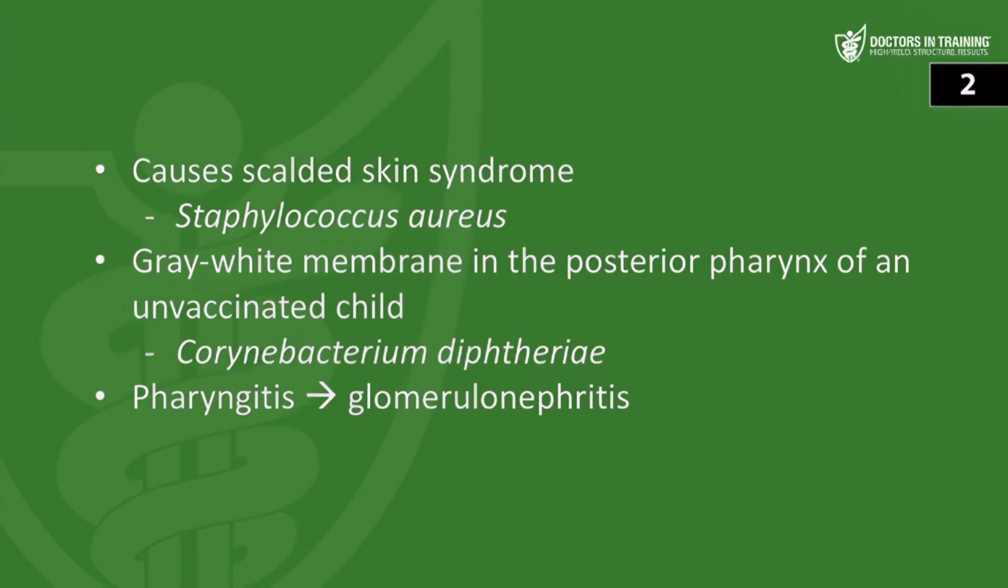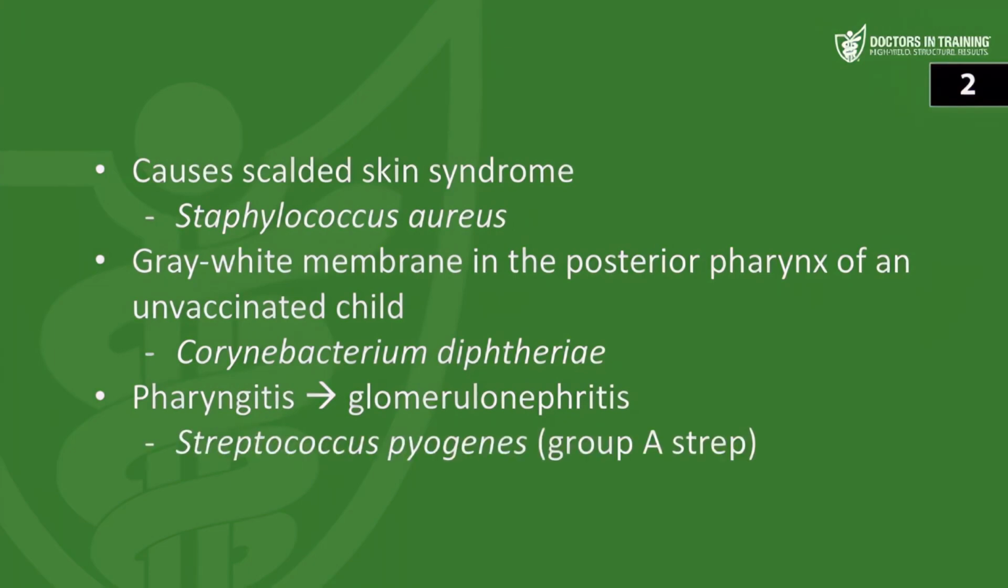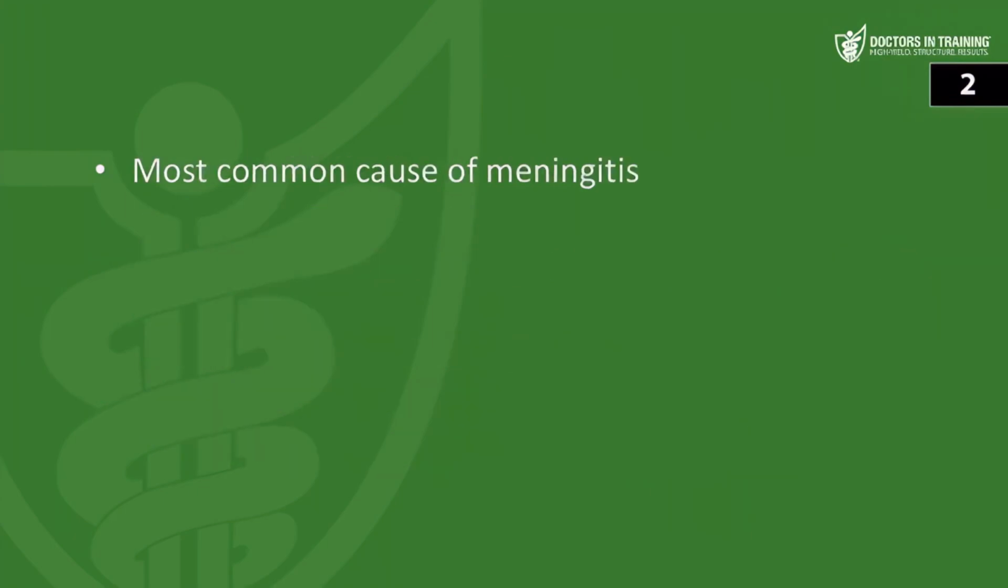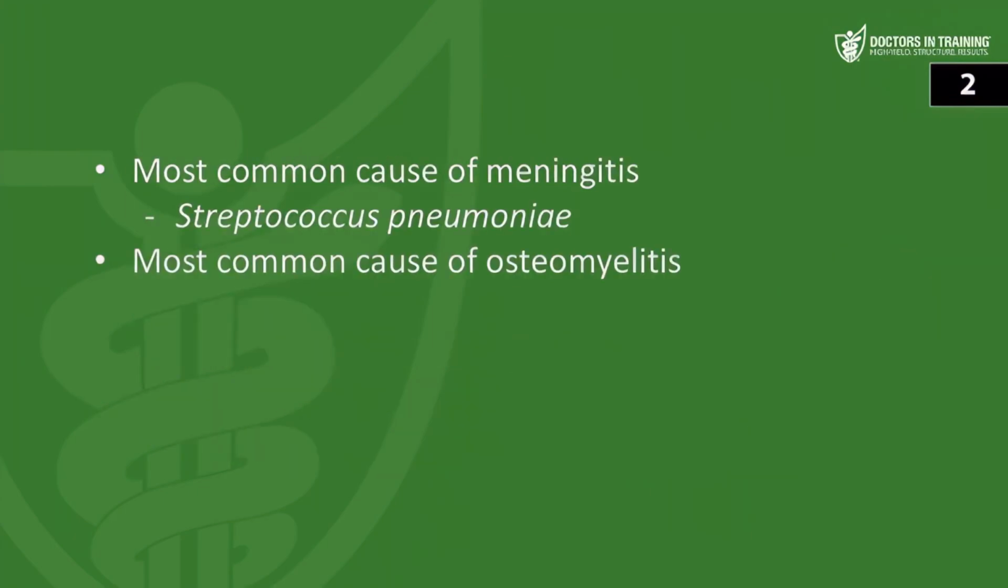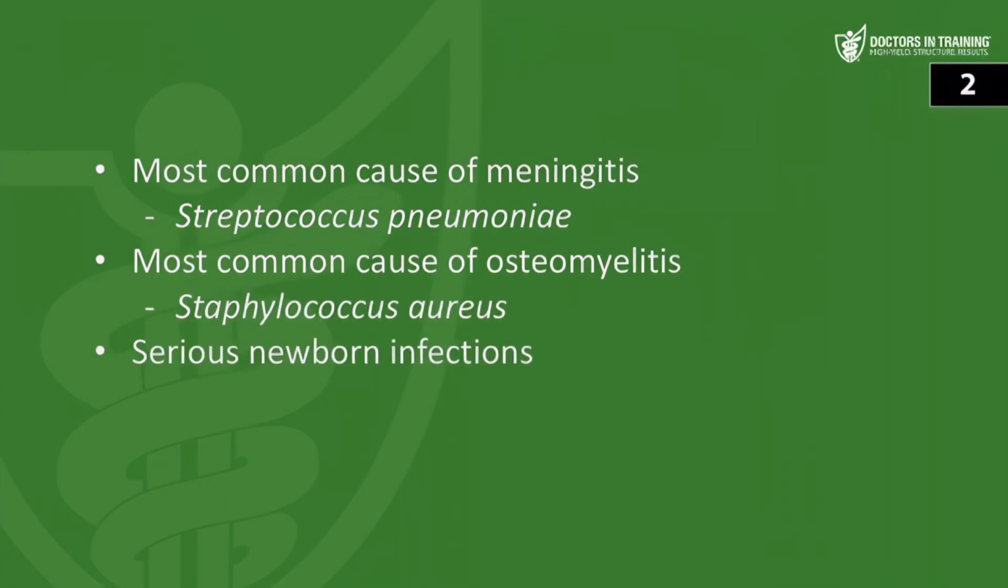Pharyngitis resulting in glomerulonephritis is group A strep or strep pyogenes. Most common cause of meningitis is strep pneumoniae. Most common cause of osteomyelitis is Staph aureus. Serious newborn infection, group B strep, listeria, and E. coli are the 3 that you need to know, but E. coli is gram-negative. Now let's move on to the lecture.